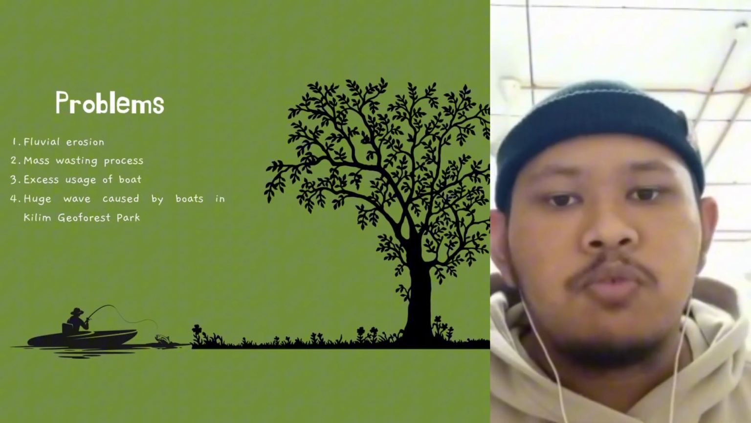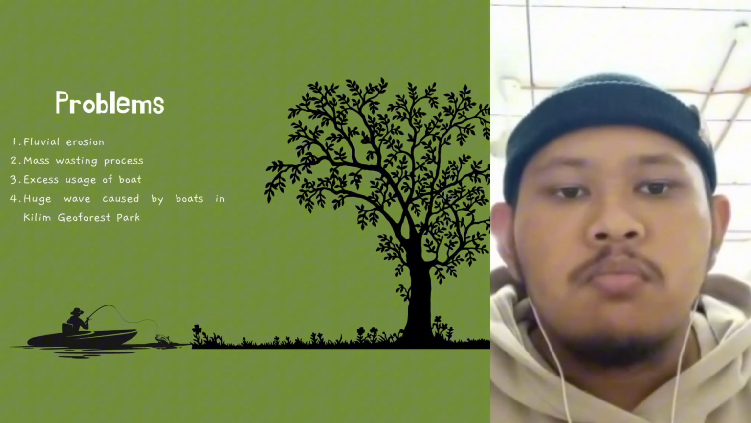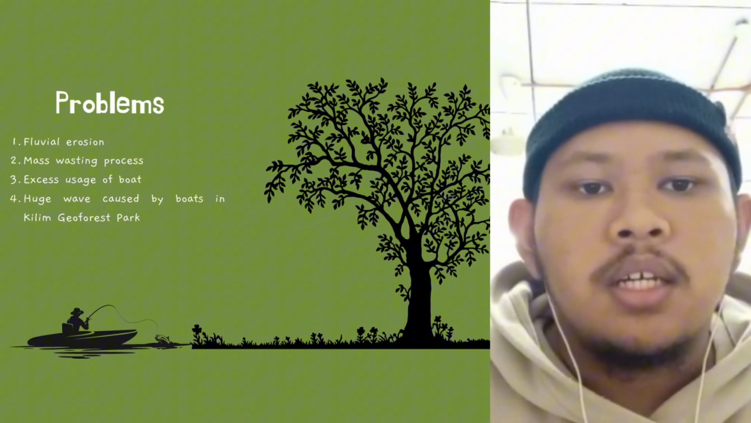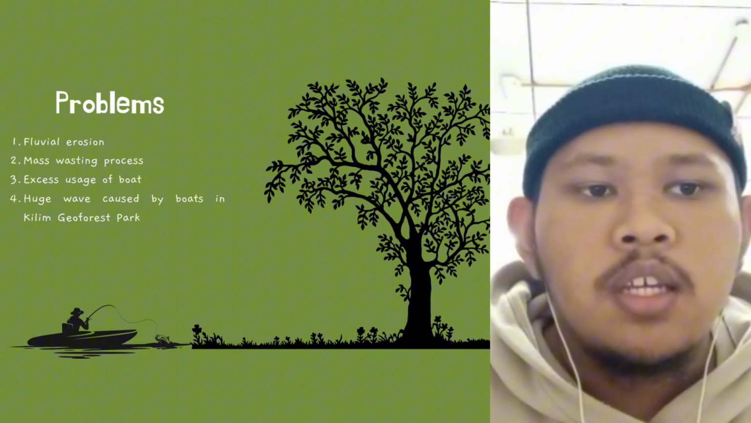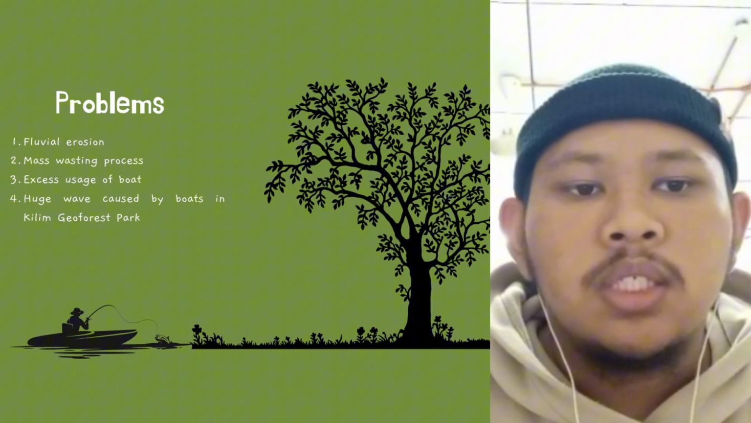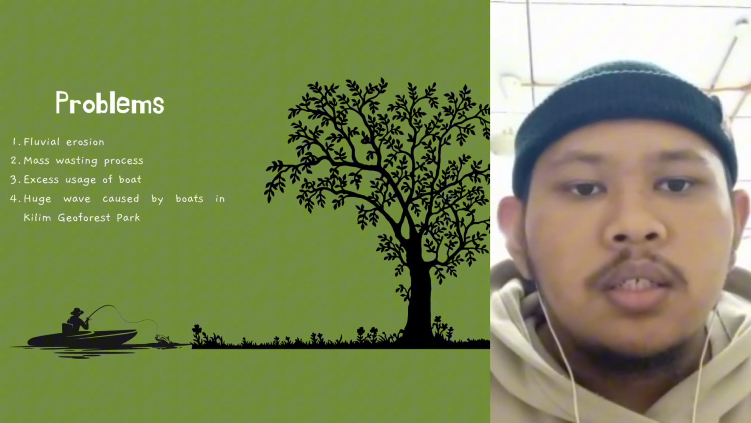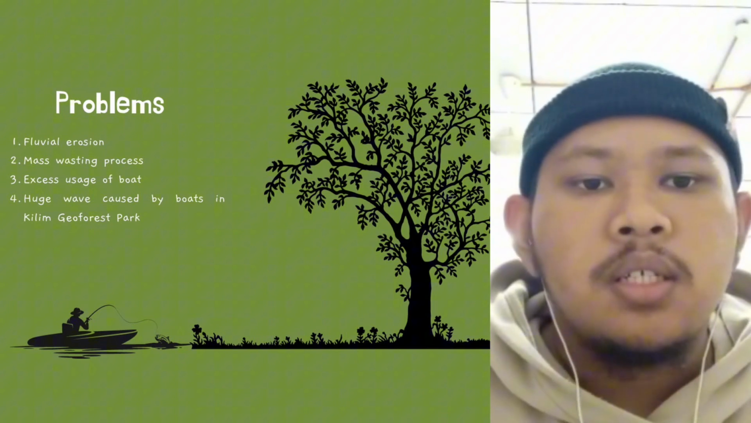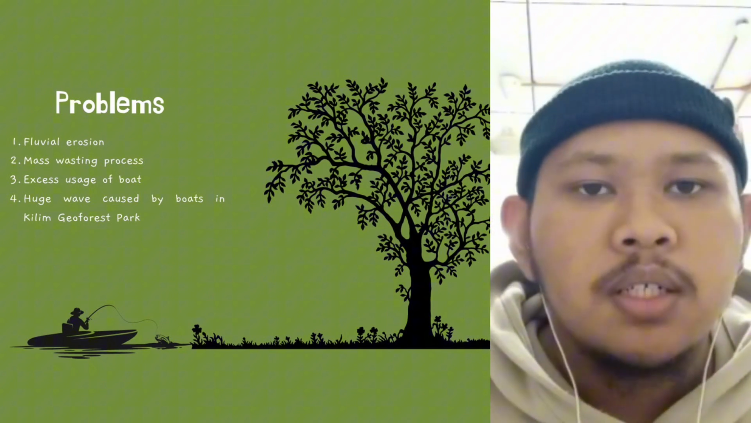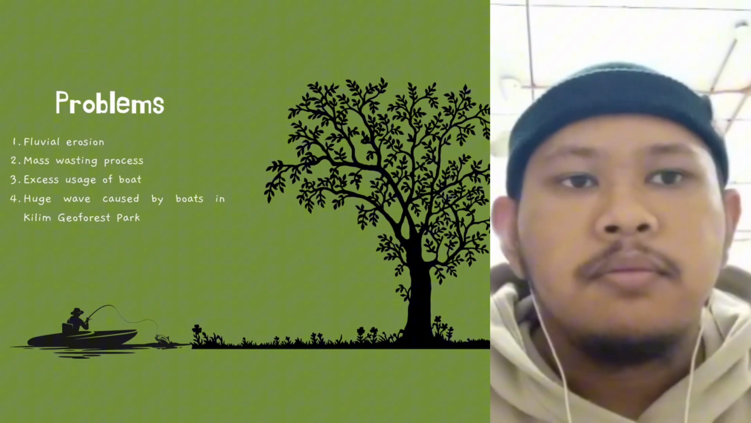So what are the problems with riverbank erosion? Fluvial erosion and mass wasting processes are the main cause of erosion in the mangrove region. Numerous slide types, including deep slides and slab failures with linear or rotational failure planes, are considered mass wasting processes. The next problem is excess usage of boats and huge waves caused by boats in Kilim Geopark, resulting from the increasing number of visitors there.